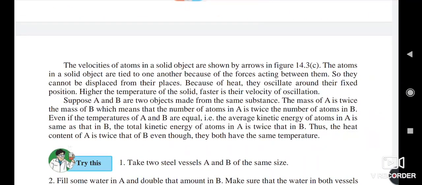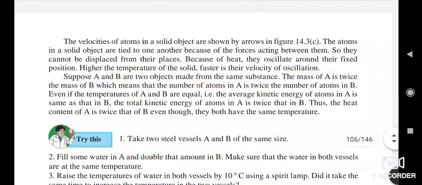The atoms in a solid object are tied to one another because of the forces acting between them, so they cannot be displaced from their places. Because of heat, they oscillate around their fixed positions. The higher the temperature of the solid, the faster the velocity of oscillation.